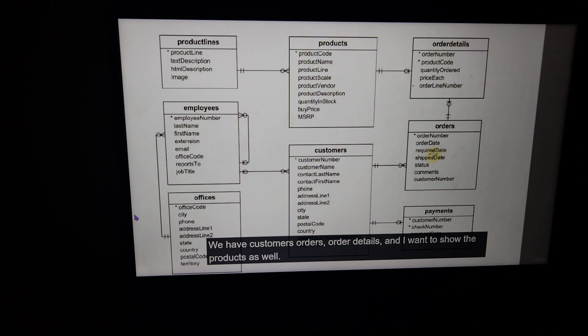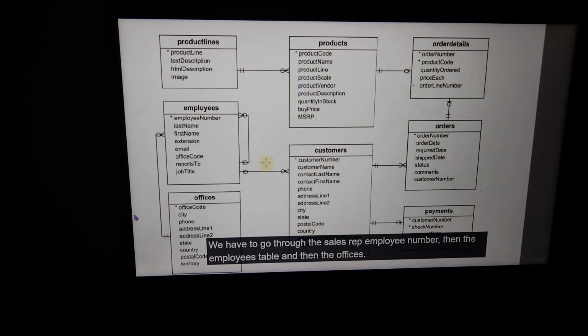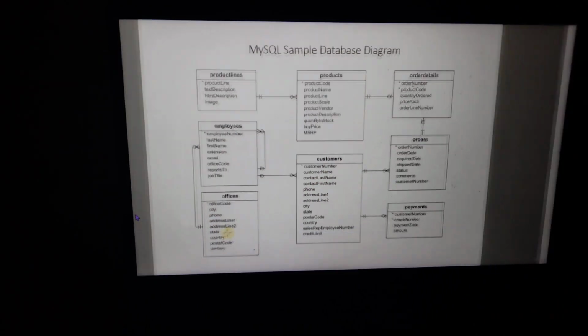We have customers, orders, order details, and I want to show the products as well. I want to see if any products are sold in any countries. And then we also have the employees and offices tables. The offices table doesn't directly connect to the customers table. We have to go through the sales rep employee number, then the employees table, then the offices.